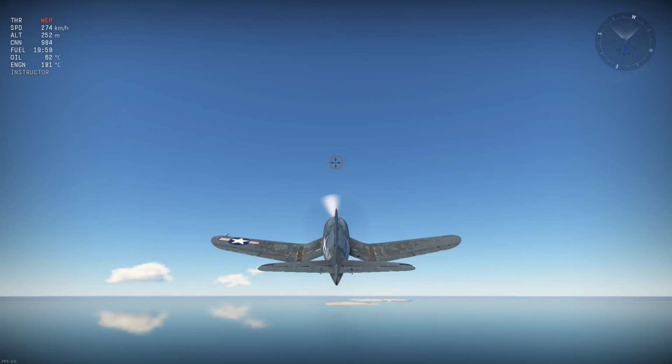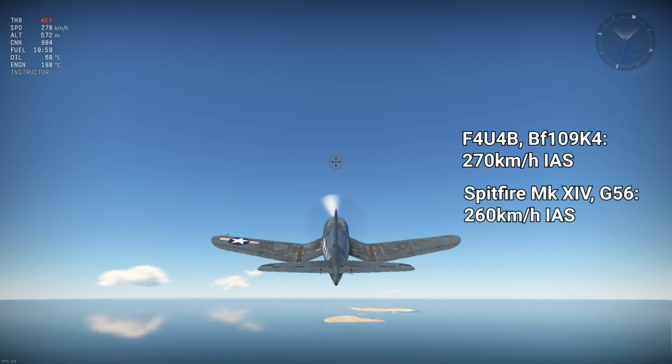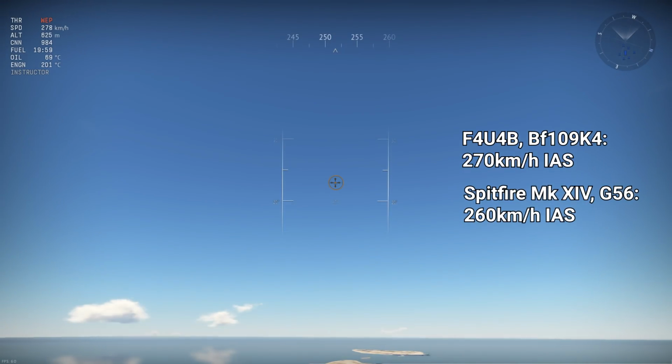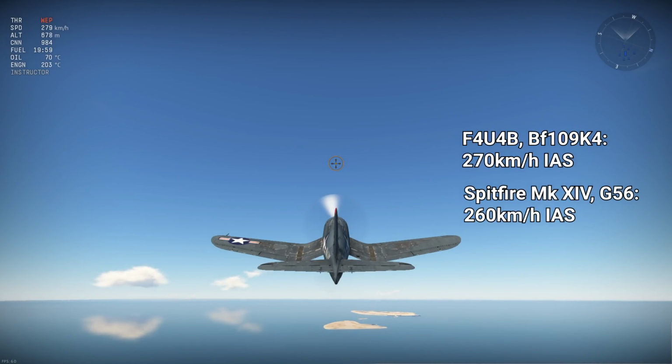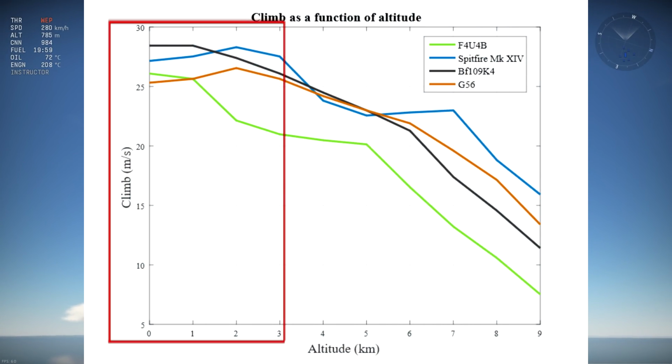As usual, the aircraft were loaded with a constant 20 minute fuel weight and used 0% radiators. The F4U-4B and the K4 climbed at 270 km per hour IAS, while the Spitfire and G56 climbed at 260 km per hour IAS. Here are the climb results. Between 0 and 3 kilometers, the Spitfire and the K4 are approximately equal.